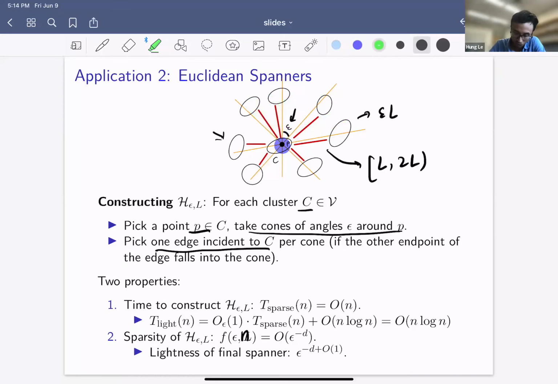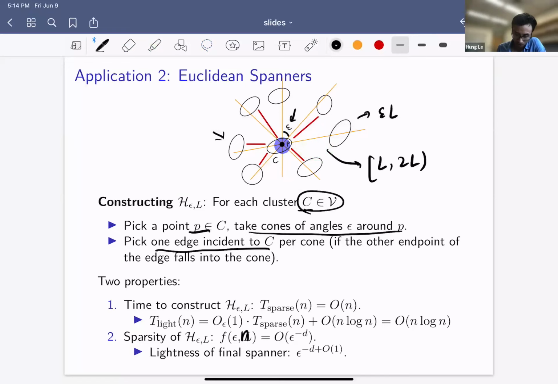So I remove one of the edges arbitrarily. I choose to remove this edge. I look at another cone. It has two edges. I remove one. Okay, so that's the construction, and I do this for every cluster. And that's how I construct this spanner for the cluster graph.